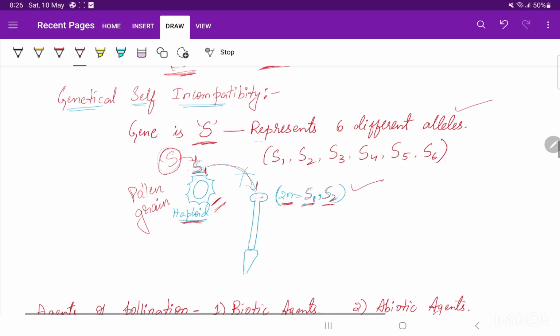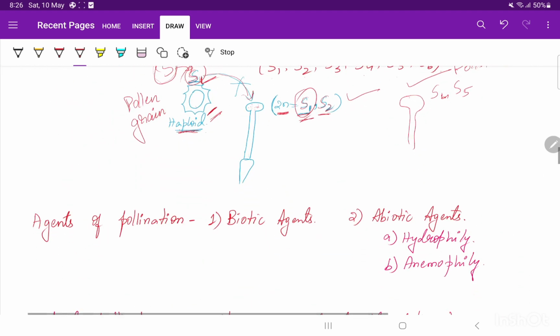I hope it's clear. If this falls on another stigma, which has S4 and S5, then the pollination occurs. Further fertilization takes place. But this one has S1, so it rejects the pollen grain. So I hope it's clear.